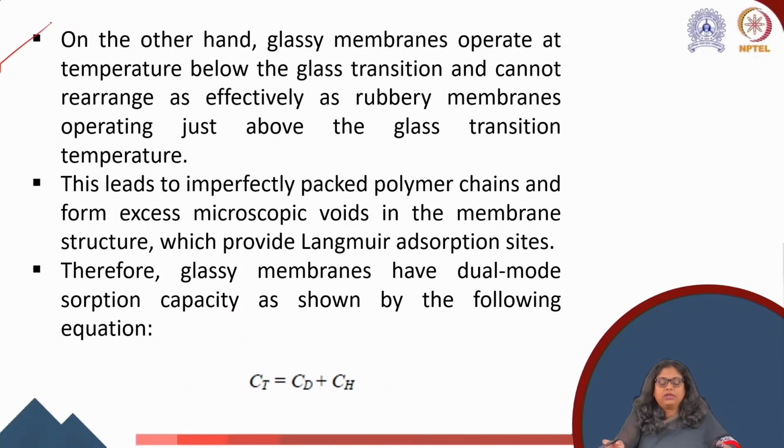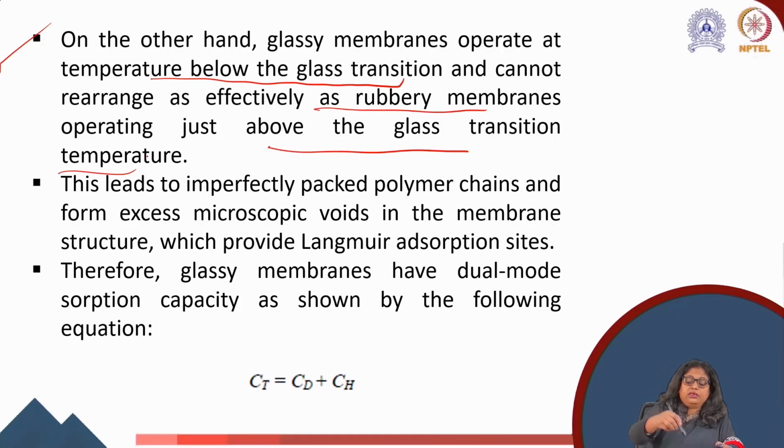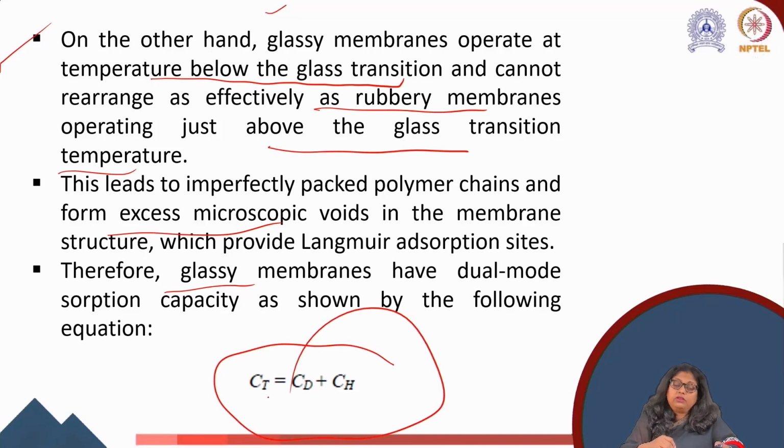On the other hand, a glassy membrane operates at a temperature below the glass transition temperature and cannot rearrange as effectively as a rubbery membrane operating just above it. So here we are talking about two membranes: the glassy membrane and the rubbery membrane. This leads to imperfectly packed polymer chains and forms excess microscopic voids in the membrane structure, which provide Langmuir adsorption sites. The glassy membrane has dual mode sorption capacity, which is shown by this equation.